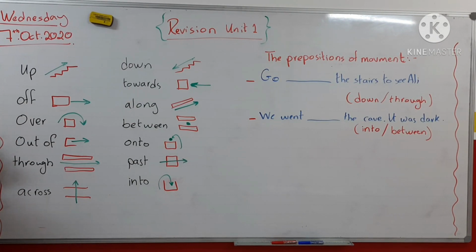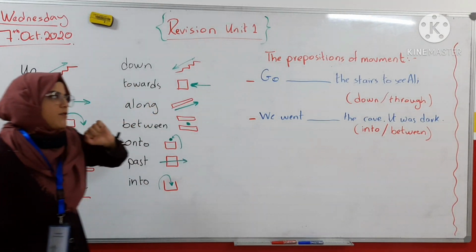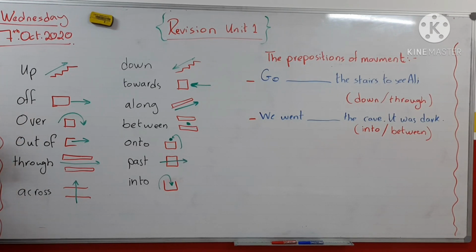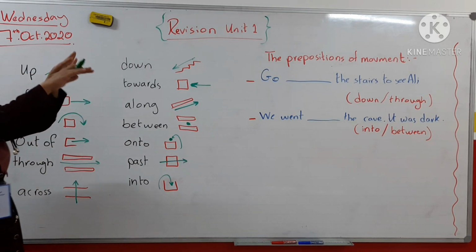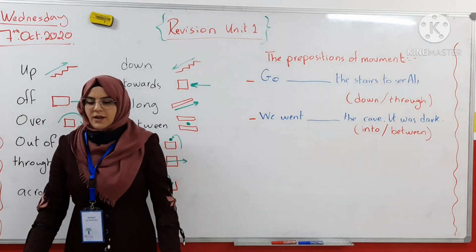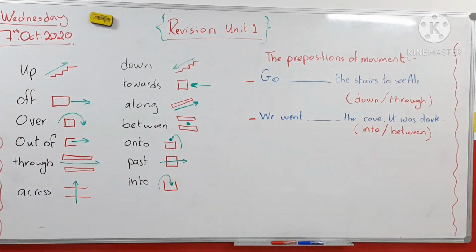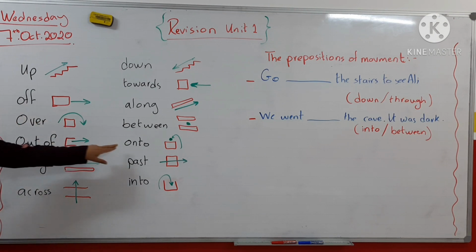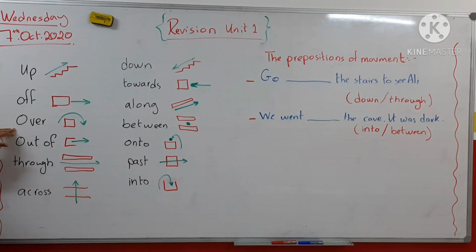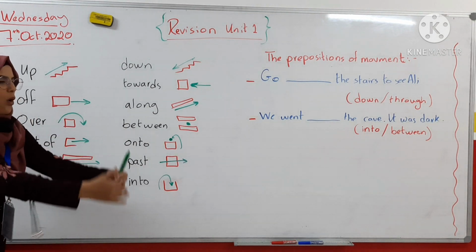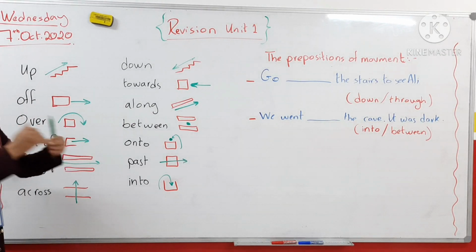Okay, Sadis, now we will talk about prepositions of movement. Further on, we have all the prepositions. Look at the pictures. Up: I woke up. Off: I stand here on the board and I walk off the board, away from it, off the board. Over, and onto, most of you mix them up. Over means, for example, we have a small table here, and I jumped over the table, I jumped over it, okay?